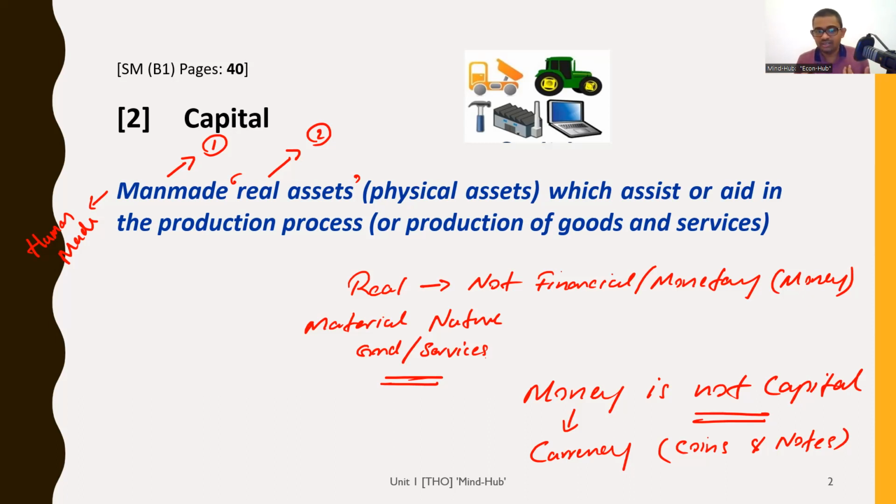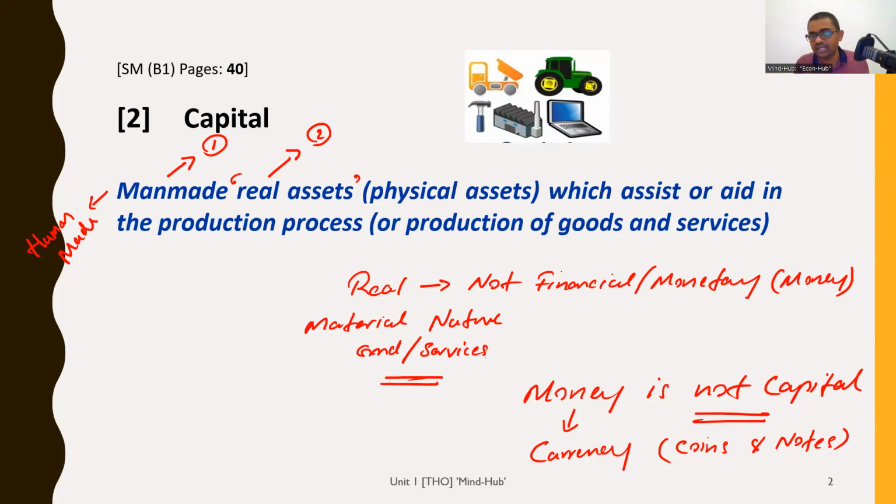Money cannot be used in production in a material form. So money is not a factor of production. So money is not capital. Capital is not financial. Capital is a real concept, real assets. Are we clear with that? That's why I said I like the word real more than the word physical. It's better. It's clearer.